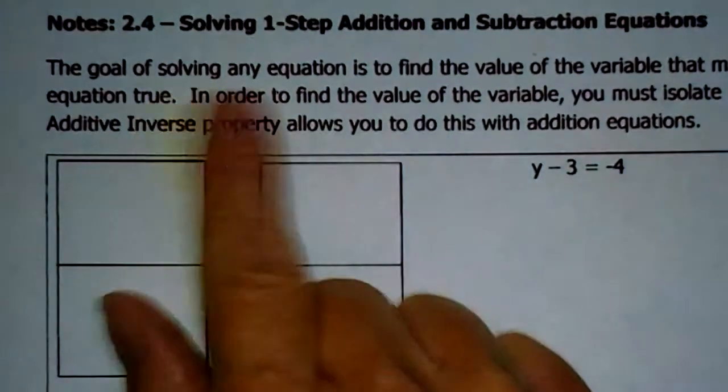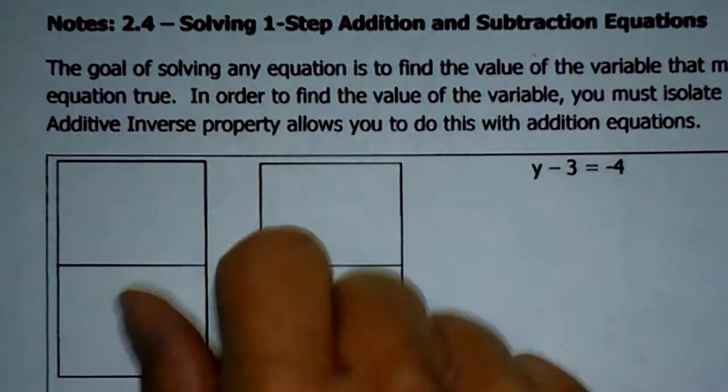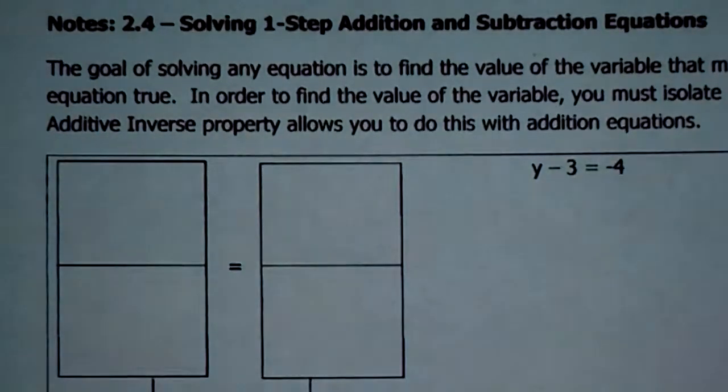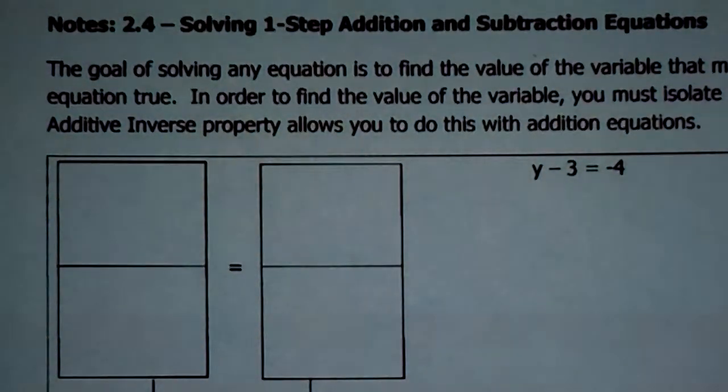The goal to solving any equation is to figure out what the value of the variable is that makes the equation true. In order to find the value of the variable, you have to isolate it, and isolate is just a fancy word for get it by itself. The additive inverse property allows you to do this with addition equations. And remember, we learned about the additive inverse property in chapter 1. It says when you add opposites, you get 0, and getting 0 allows you to cancel some things out, which will allow you to get some other things by itself.